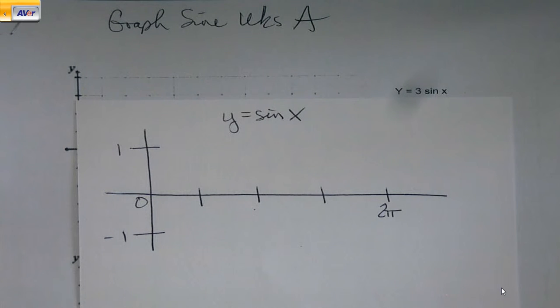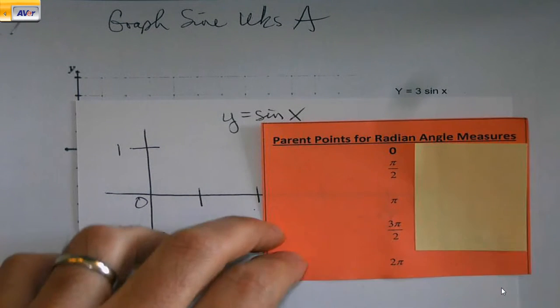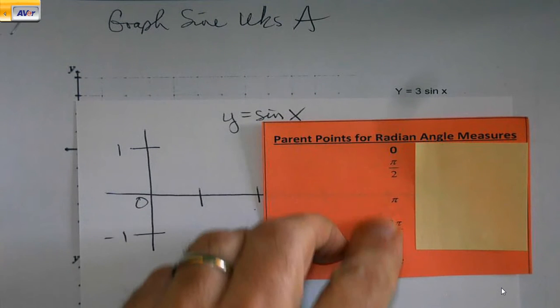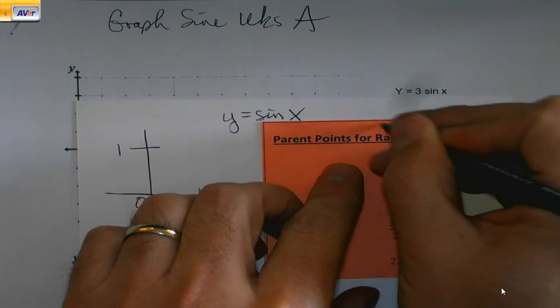And we're going to chat a little bit about where the numbers come from and the pattern that's involved in this. So yesterday, you should have gotten, if you didn't, go find one over in the folder area, something like this. It says parent points for radian angle measures. Now, I'm not going to write on it because we kind of change this as we go. If you have a pencil, I suppose you could. But what we're going to do here is these are my angle measures.